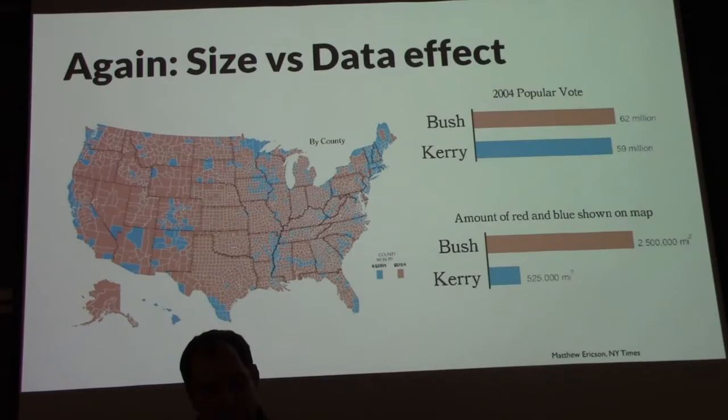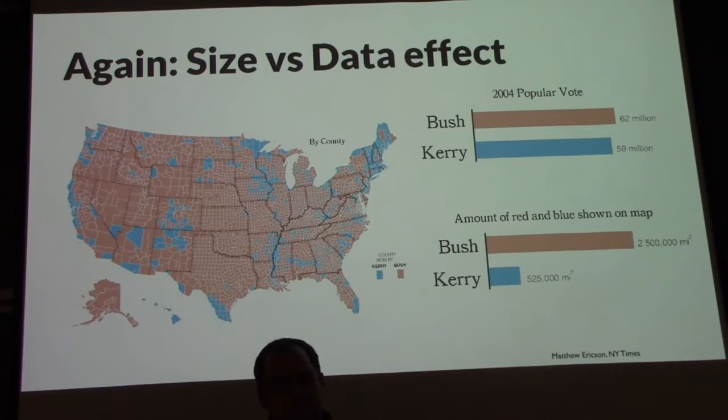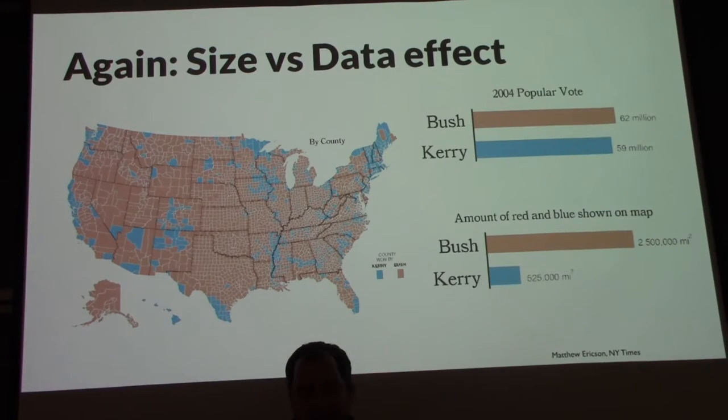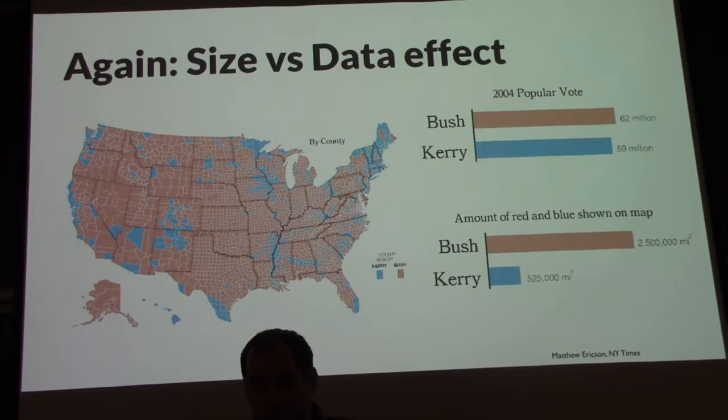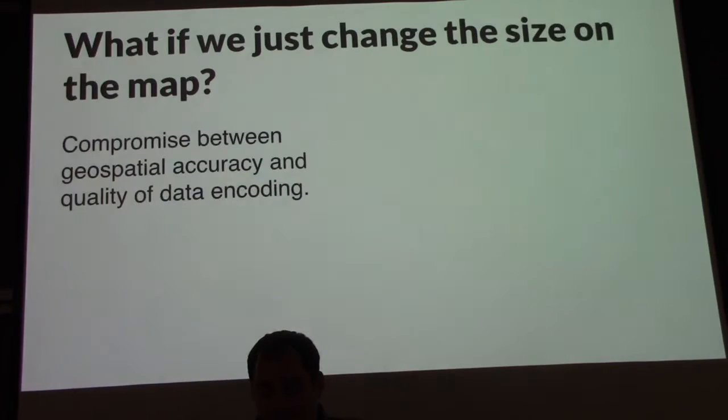Okay, so that leads us right into cartograms. And cartograms is also what you're using in your homework this time. So again, we're trying to balance the size versus data effect that we discussed at the beginning of the last lecture. So where we have this disproportionality of the pixels that are of a certain type and the data that corresponds to it. So here, the actual data proportions compared to the pixel proportions. And you can see that there's quite a difference here.